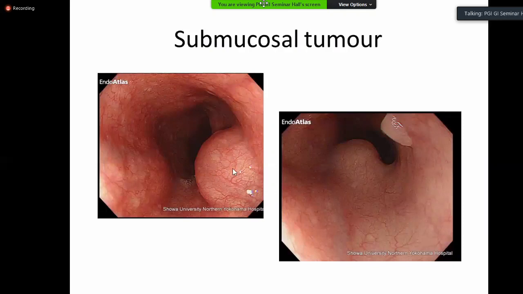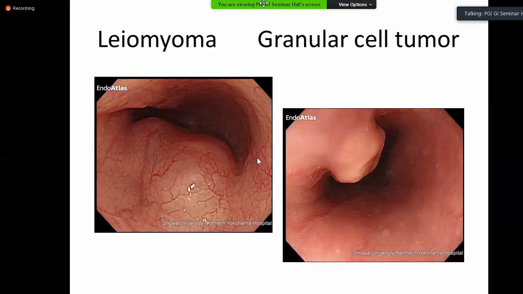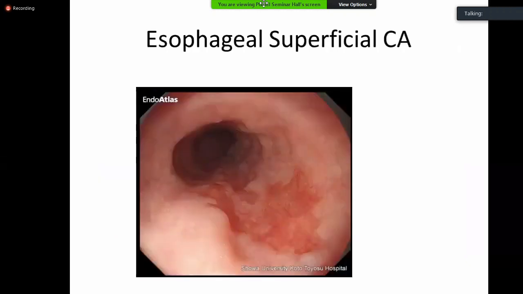Submucosal tumors: obvious is a submucosal lesion with elevation of the mucosa, normal mucosal pattern, no ulceration. There's no way that you can endoscopically say what it is. You'll need an endoscopic ultrasound. Whether it is a leiomyoma or a GIST or a granular cell tumor, you'll need histology or an endoscopic ultrasound.